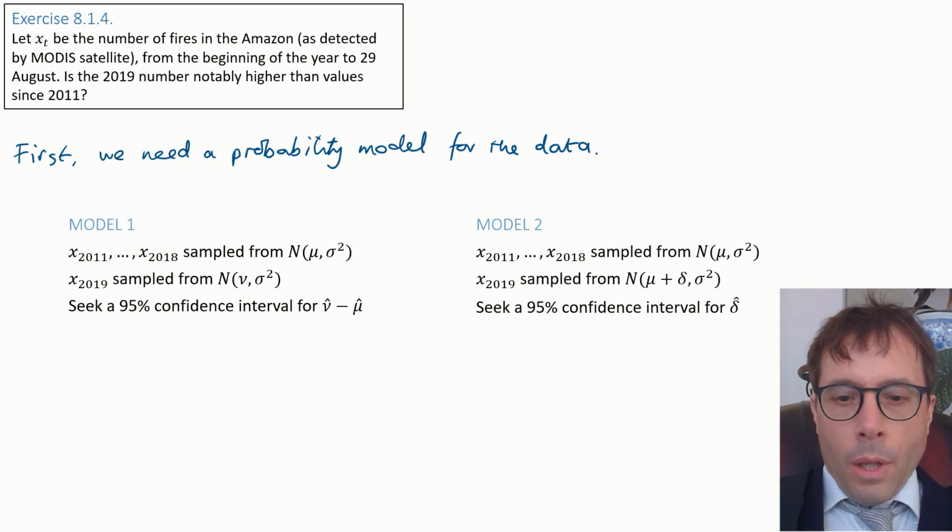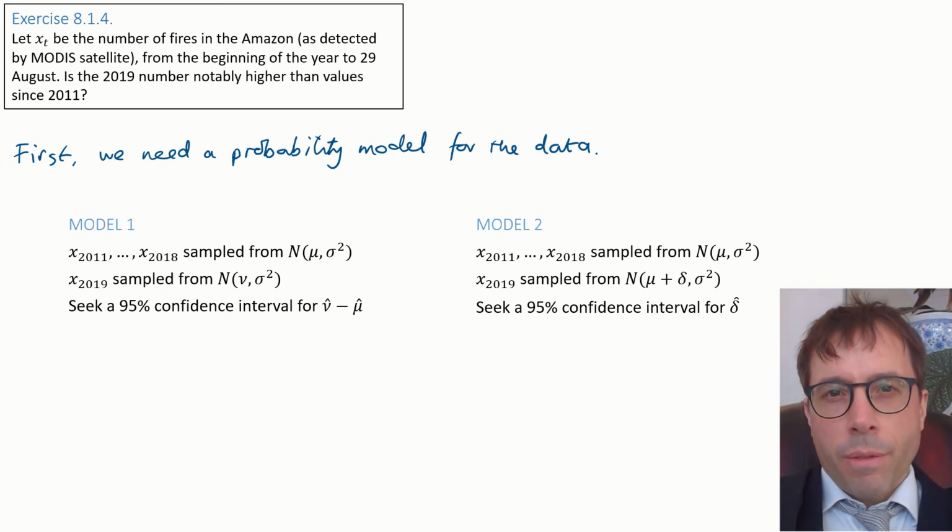Now, look at model 2 on the right. This one's a bit different. This model says that values from 2011 to 2018 are sampled from normal of mu, sigma squared, the same as the left-hand model, but then it's got a different equation for year 2019. It suggests normal of mu plus delta, sigma squared, and then asks us to find a 95% confidence interval for delta hat.